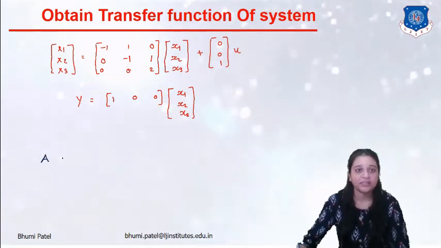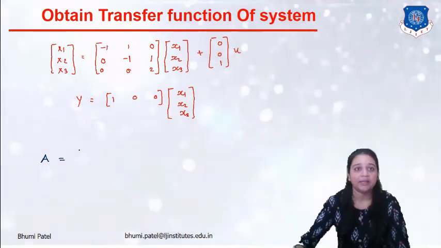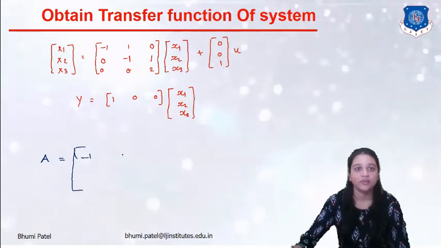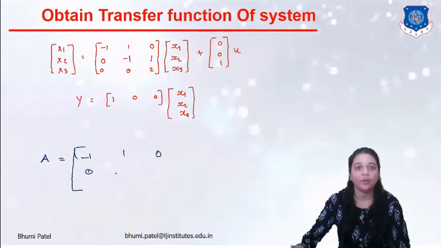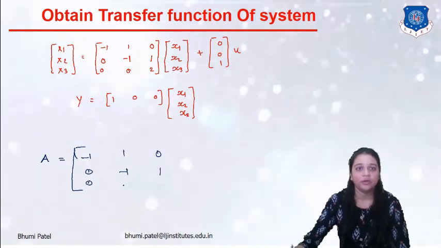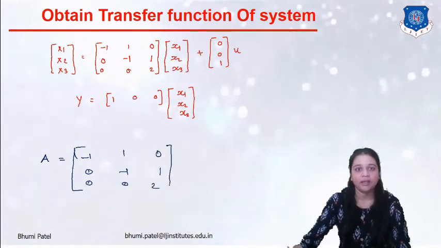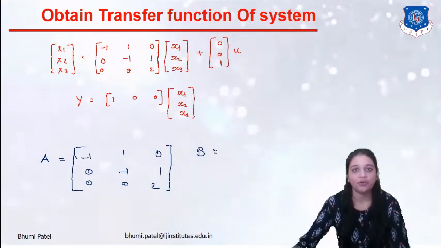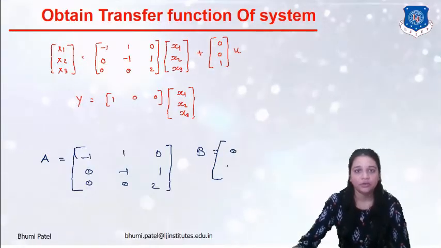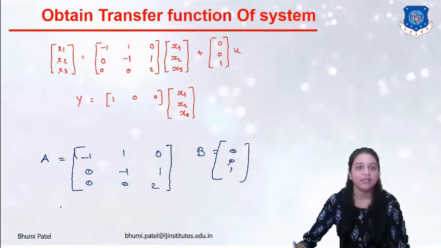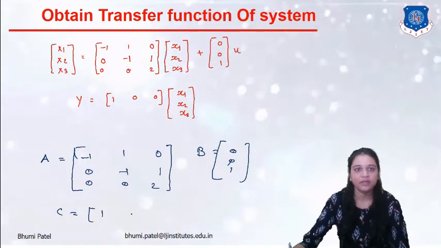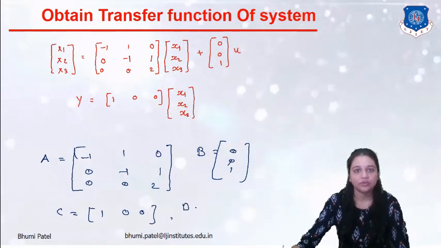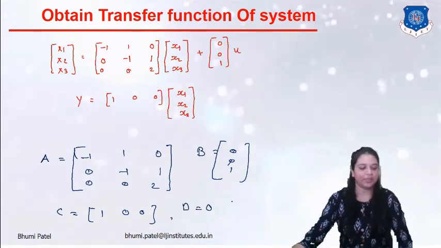So this is my A matrix. A is equal to [-1, 1, 0; 0, -1, 1; 0, 0, 2]. This is my A matrix, and the value of the B matrix, since x dot is equal to Ax plus Bu, means B is equal to [0, 0, 1]. And C is equal to [1, 0, 0], and here plus Du. The value of D is not given, so we can put D equal to 0.